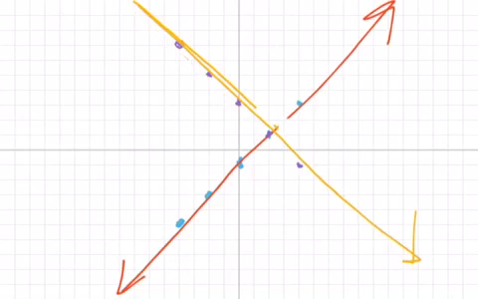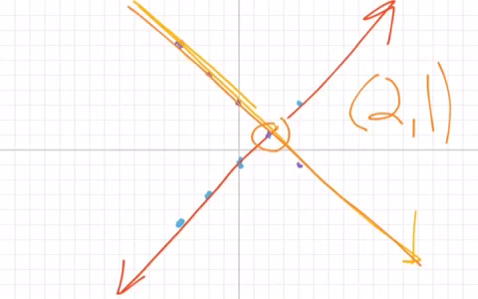Okay, let's draw the orange line. Okay, it hits right here at 2, 1, I believe. So 2, 1 is my solution for this problem. Okay, so if x equals 2 and y equals 1, you need to substitute x equals 2 and y equals 1 into each of the equations in the system. Once you do that, you'll see that it's true.